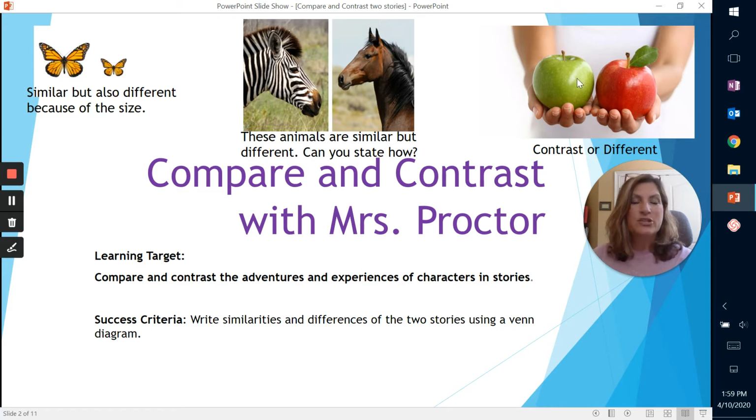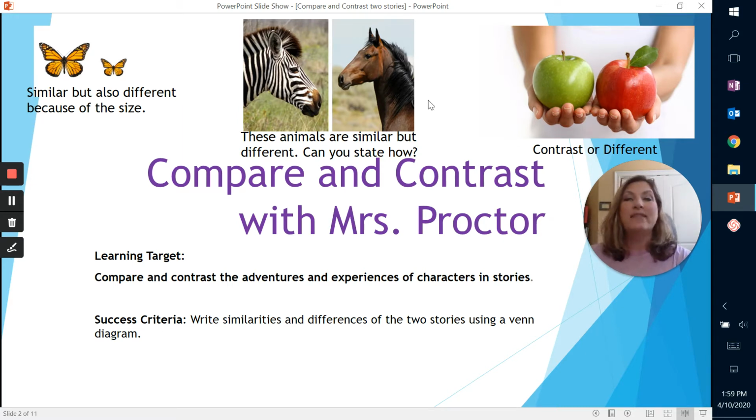And then take your attention over here to the two apples. When you contrast these two apples, you notice that their color is different, right? One is green and one is red, but how we can compare them is they're both apples. They're both similar because they're both the same type of fruit, but they're different because of their color.